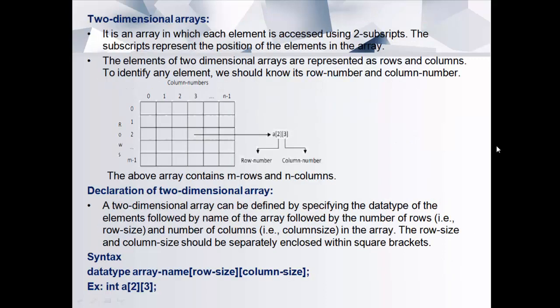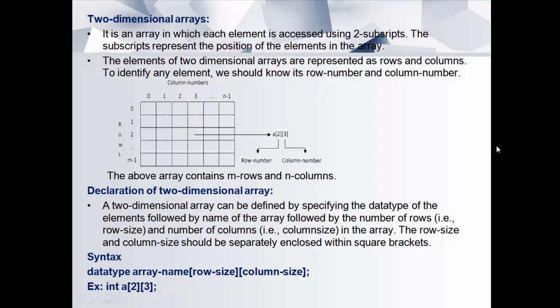In the next topic, the second type of array, that is the two-dimensional array. We already said that a two-dimensional array is one which needs two subscripts. The subscript represents the position of the elements in the array. The elements of two-dimensional arrays are represented as rows and columns.